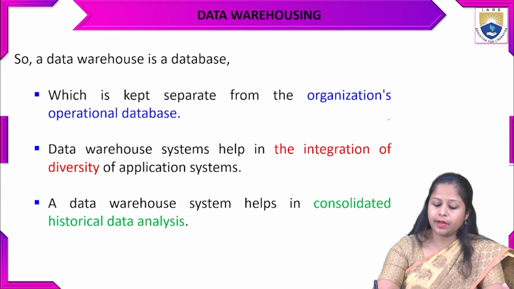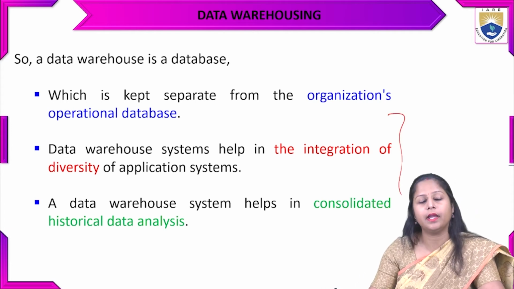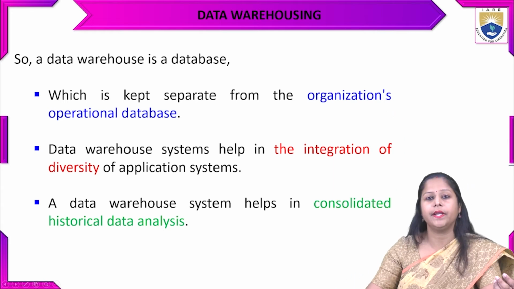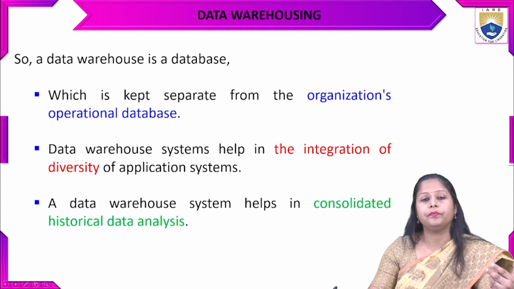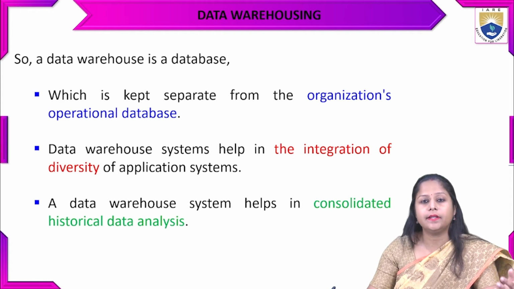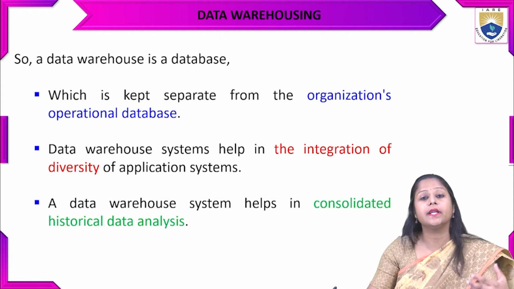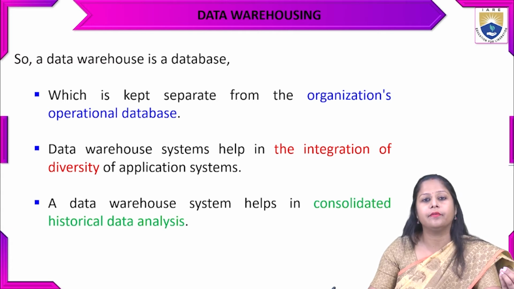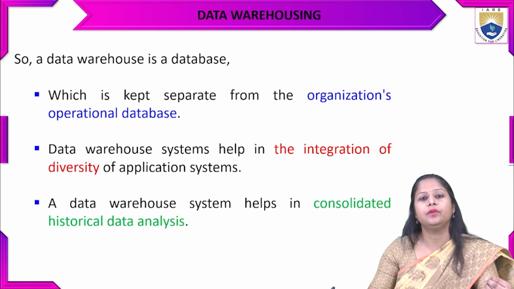So a data warehouse system helps in the integration of a diversity of different applications. In the field of different applications, the data warehouse has the capability, because the data can be of any type, so the data will be integrated in one place in the data warehouse. So for different applications, we can fetch and use that data.